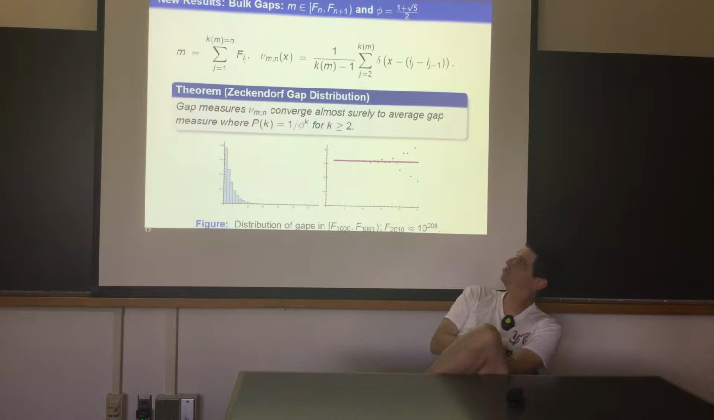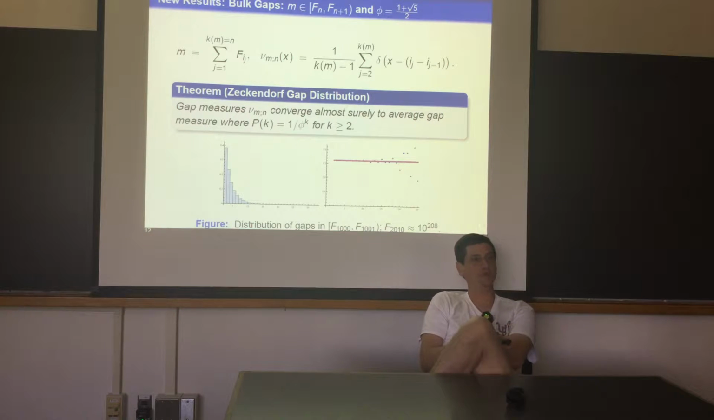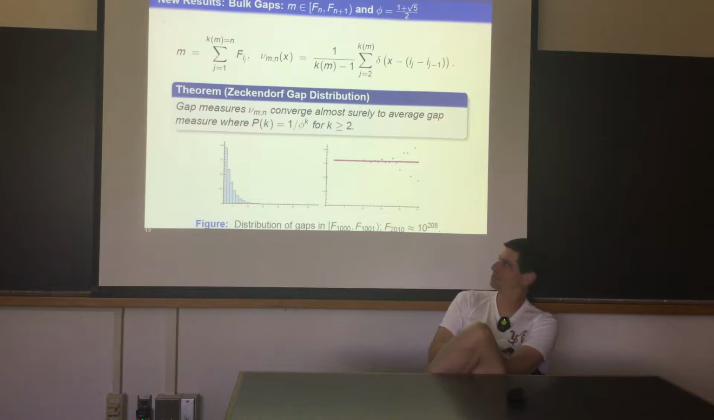And the gap measures converge almost surely to the average gap measure, where for the Fibonaccis, P of k is 1 over phi to the k. So it's really nice that it's converging to a geometric random variable where the parameter is the golden mean. When you're looking at anything involving the Fibonaccis, if you go 5 minutes without seeing the golden mean, you're probably doing something wrong. It should be appearing all over the place.